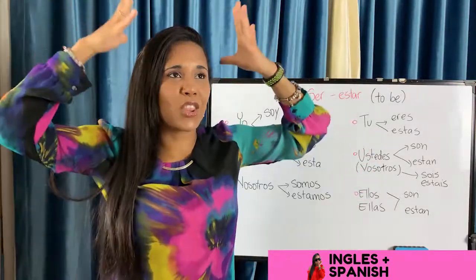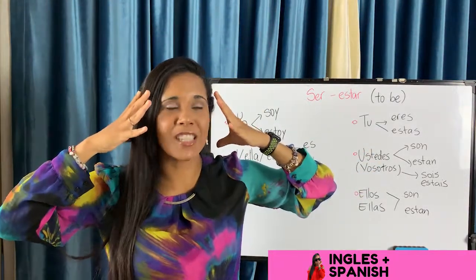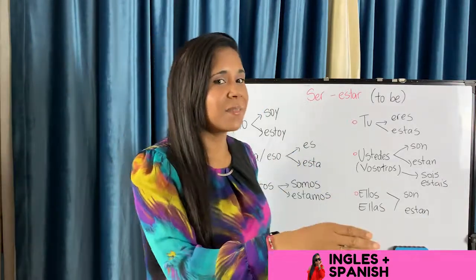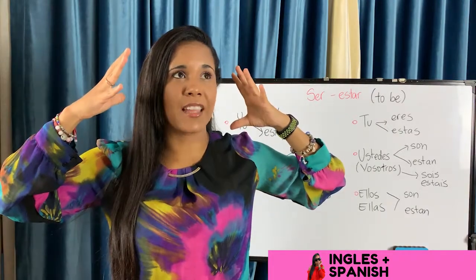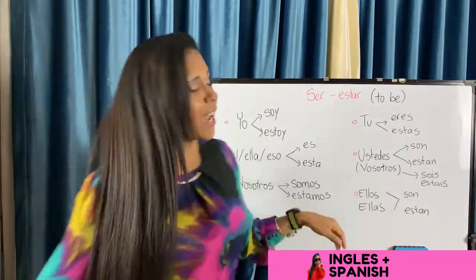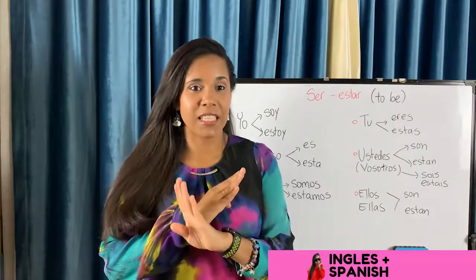Entonces, muy fácil por ahora. Solamente tenemos que pensar dónde estamos. ¿Qué queremos decir? Para poder utilizar ser o estar. We need to think, where are we? What do we want to say? Okay? Cool. Now, let's go with the negative form.